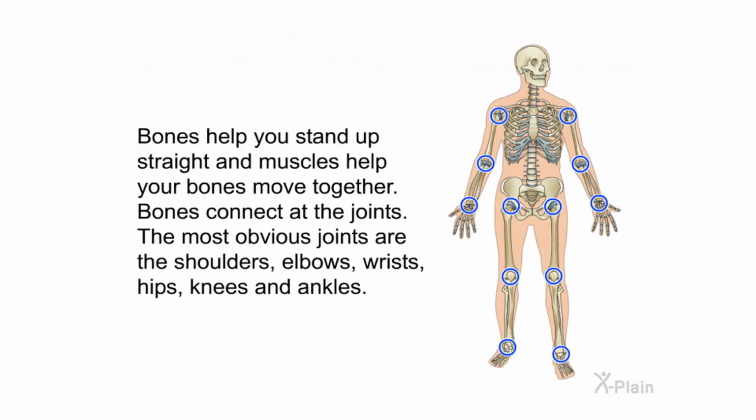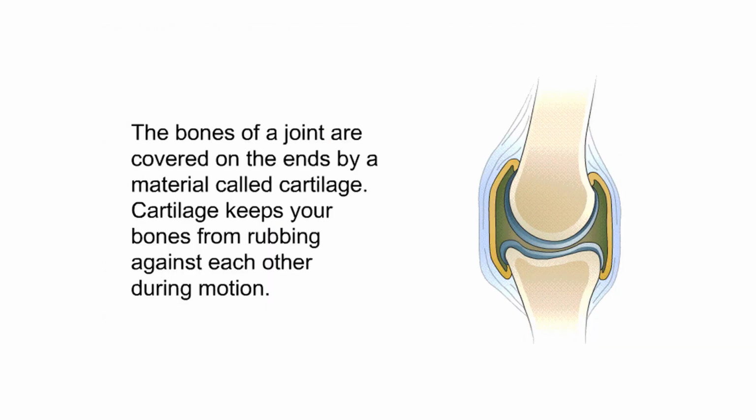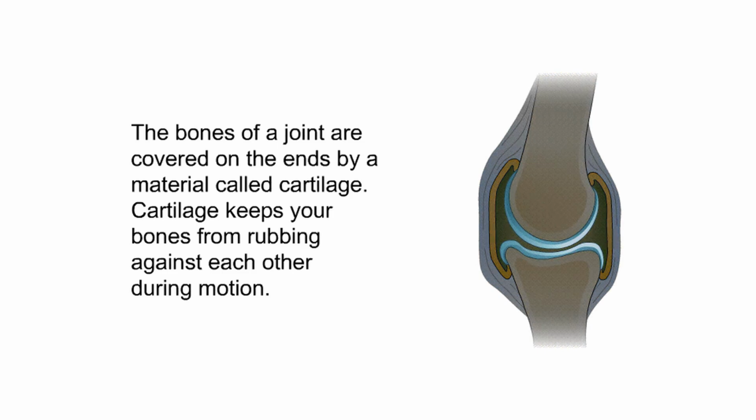Bones help you stand up straight, and muscles help your bones move together. Bones connect at the joints. The most obvious joints are the shoulders, elbows, wrists, hips, knees, and ankles. Other joints are found between the different bones of your fingers and toes. You also have joints that allow your vertebrae to move. The bones of a joint are covered on the ends by a material called cartilage. Cartilage keeps your bones from rubbing against each other during motion.